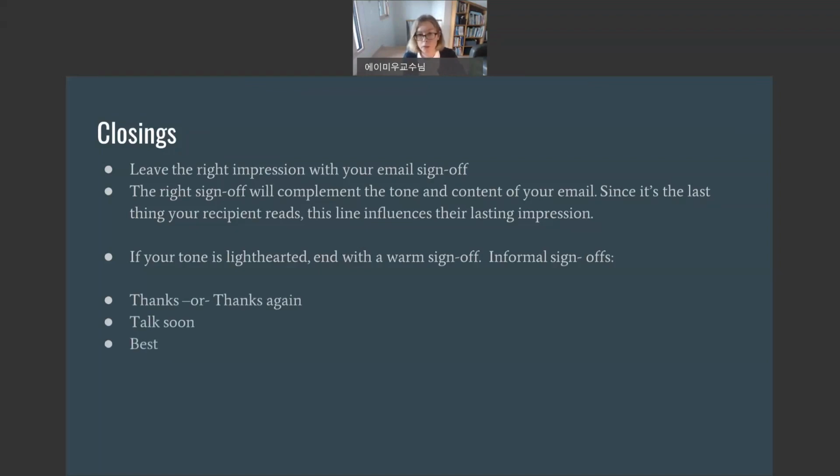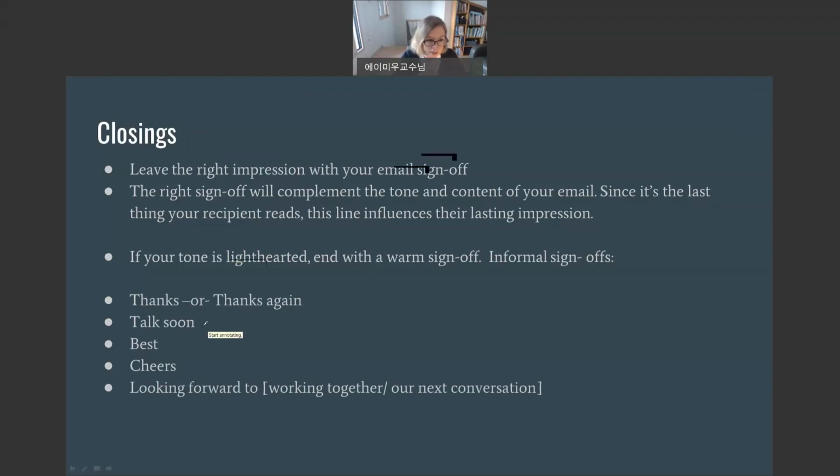Best regards. Cheers. Cheers is commonly used in the UK, among British English speakers. In the US, we don't usually use cheers, but it's a nice, friendly sign off. Or, looking forward to working together, comma, or looking forward to our next conversation, comma. And just so you don't forget, we need commas after all of these closings, okay?